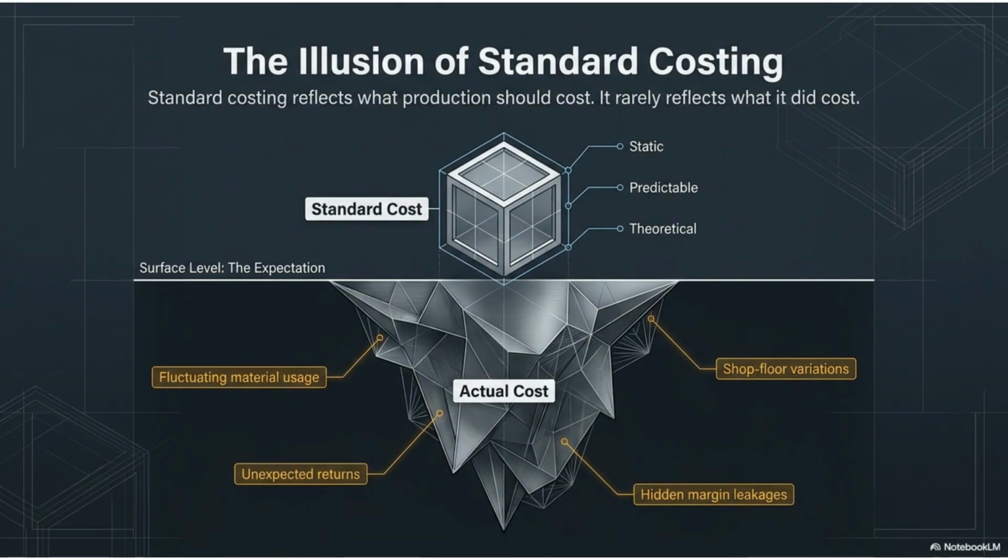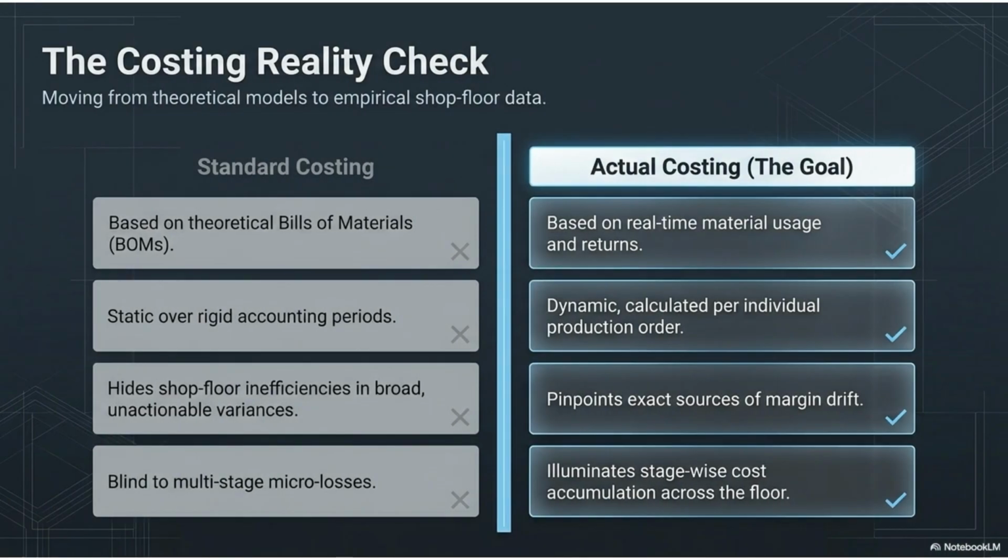Standard costing often creates an illusion by showing what production should cost rather than what it actually does cost. It often fails to account for shop floor variations, material fluctuations, and hidden margin leakages. To get a true picture, businesses must move from theoretical models to empirical shop floor data.